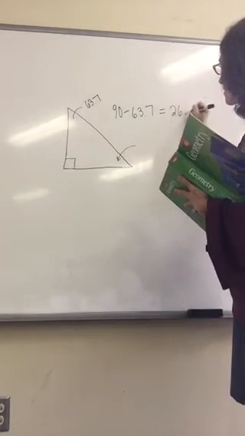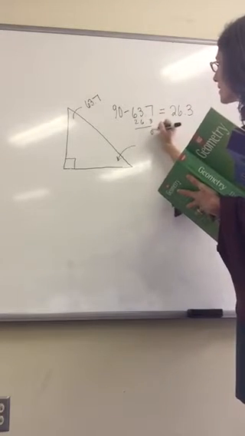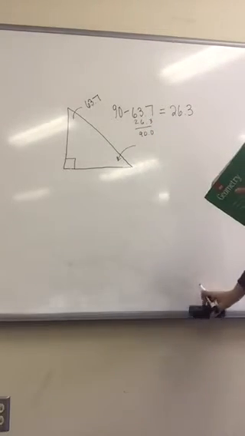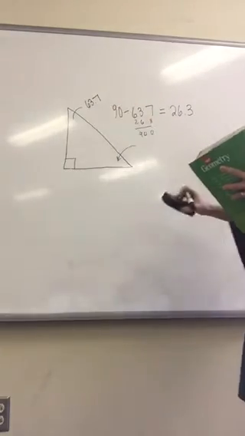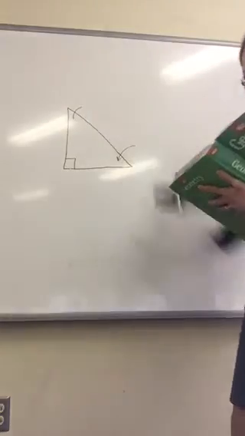26.3, I believe. Let's see. Bear with me just a second. Yeah, 90 degrees, okay? So this one would be 26.3. We said 90 minus 63.7 is 26.3 degrees. Okay, let's try one more.